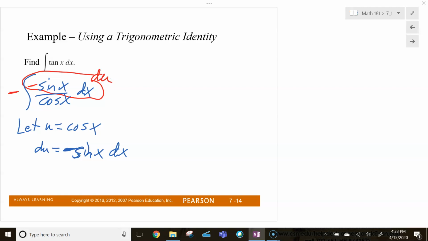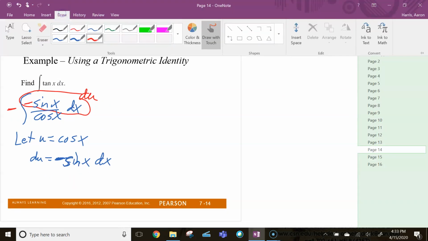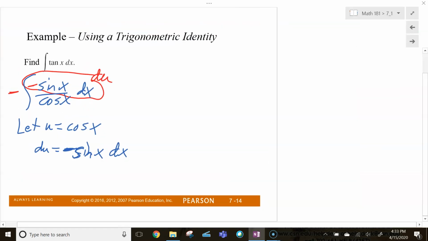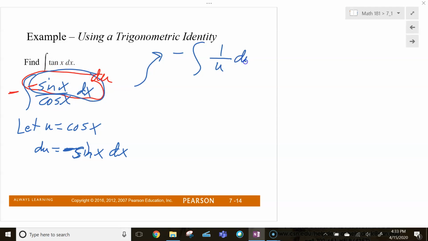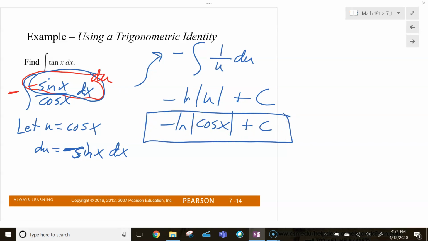And then my u is on the bottom, that cosine of x is on the bottom. So this becomes, negative stays there, 1 over cosine again. Cosine is u, and then all this stuff is du. I say, oh, the integral of 1 over u du, natural log of the absolute value of u. Put that u back in, and there we are. Negative natural log cosine x plus a constant.